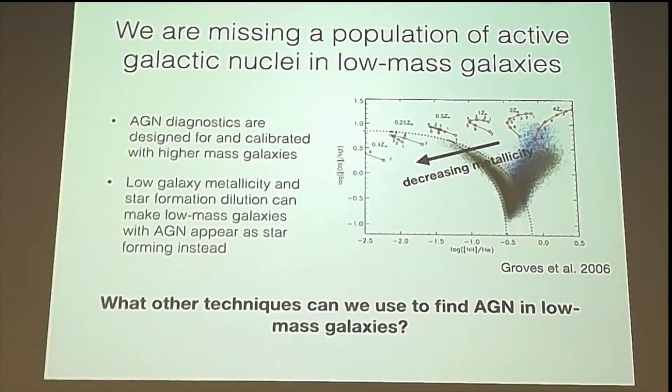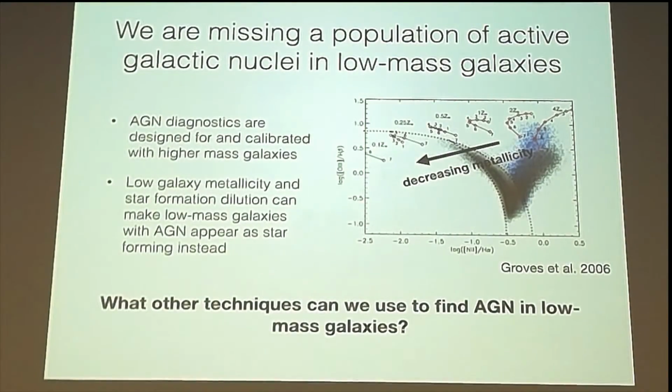Okay, so these narrow emission line diagrams have been great for finding active galactic nuclei in these small galaxies, but we're also probably missing a large population. These kinds of diagnostics are designed for and calibrated with higher mass galaxies, and there are all sorts of effects that take place for lower mass galaxies that mean you may not select them using those typical diagrams.